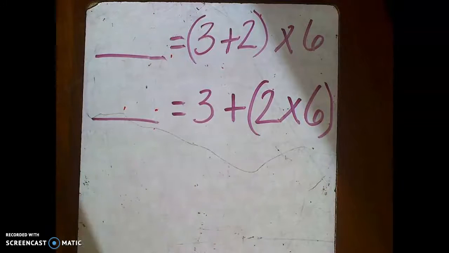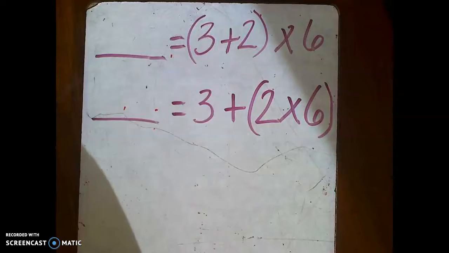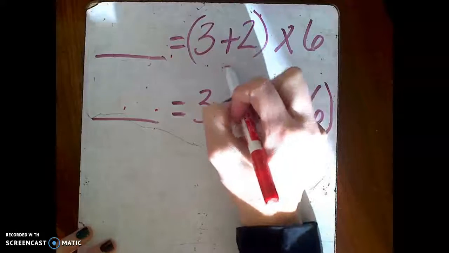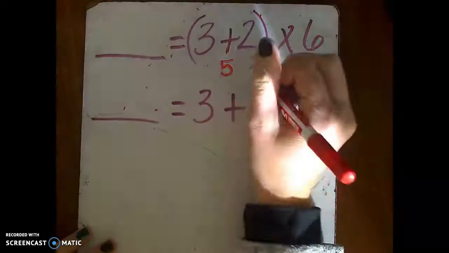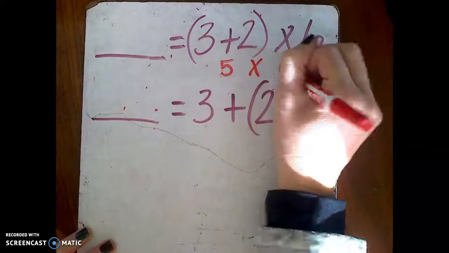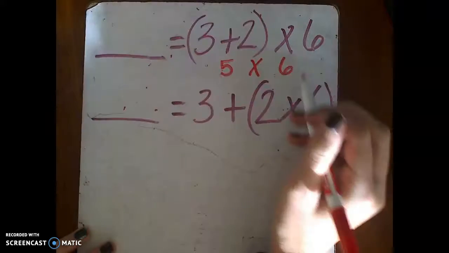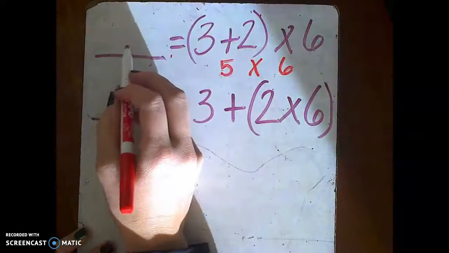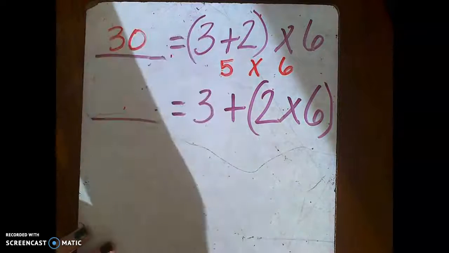Remember, I do my parentheses first. So on the top one, I'm going to do 3 plus 2, and everybody knows that 3 plus 2 is 5. Very good. Times 6, 30. Excellent. Now, normally my answer would be over here, but like I said, whatever's on the other side of my equal sign, that's where my answer goes. So 30 goes right there.